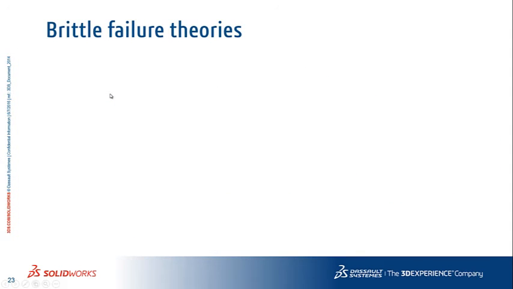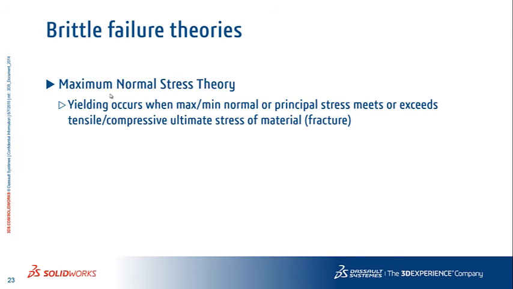Now let's talk a little bit about brittle failure theories. With brittle failure theories, we really have two, and one of them is a repeat, right? The maximum normal stress theory. But if we're going to use the maximum normal stress theory with brittle failure analysis, instead of using the yield strength, because yield strength is often not defined in brittle materials, we want to use the ultimate strength of the material.